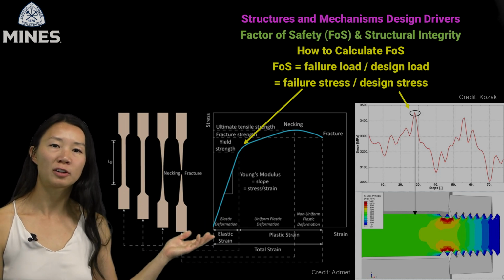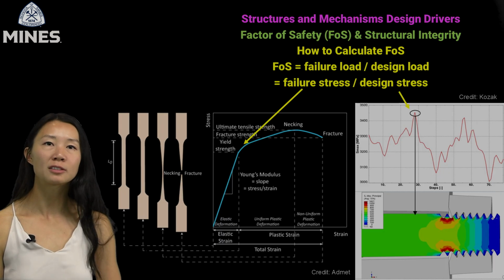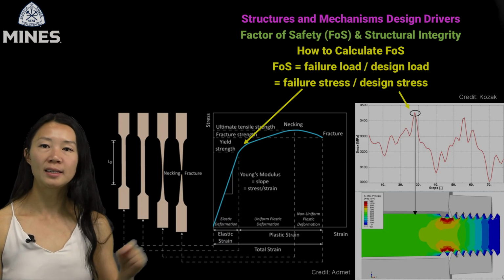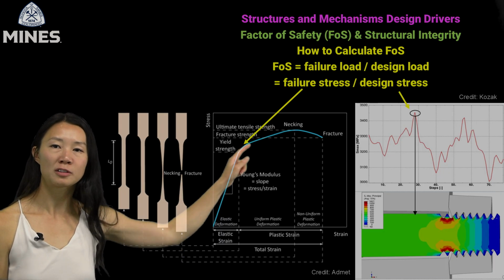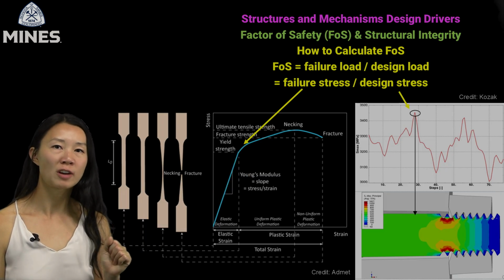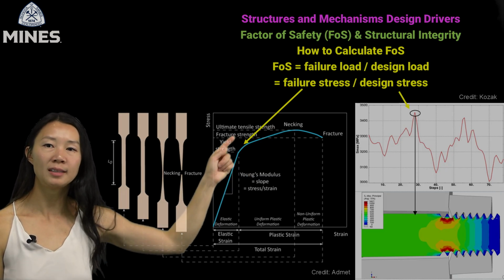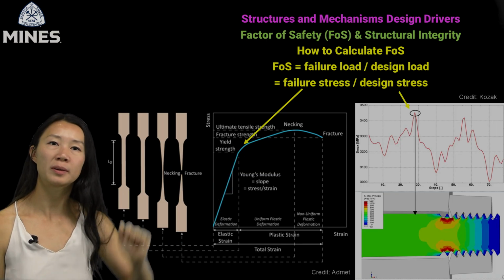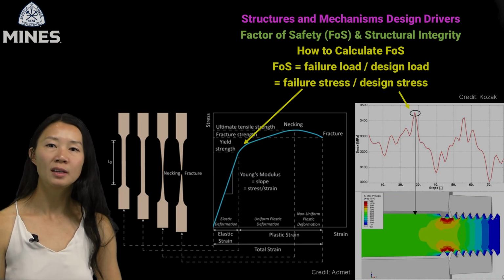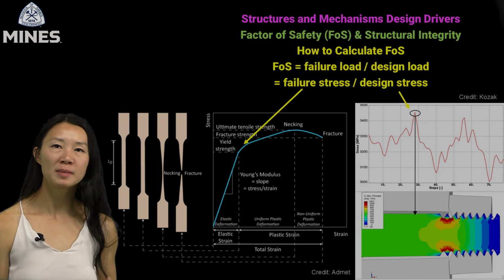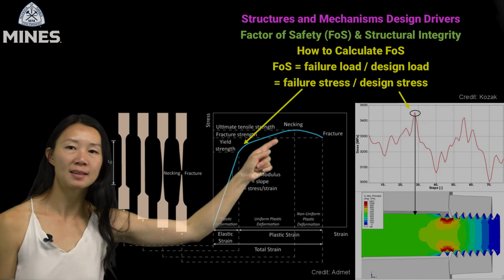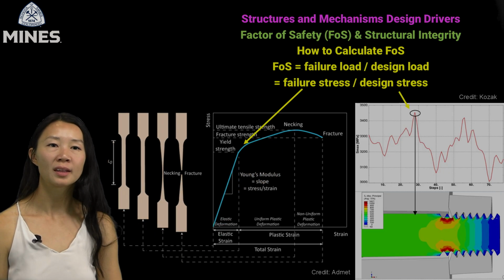This stress-strain curve shows what happens to a material under tension. The blue line is stress versus strain, and at first it stretches elastically, and then we hit this yield strength, the point where permanent deformation happens. Eventually, we reach ultimate tensile strength, which happens at this necking, the peak of the curve. After that, the material fractures.